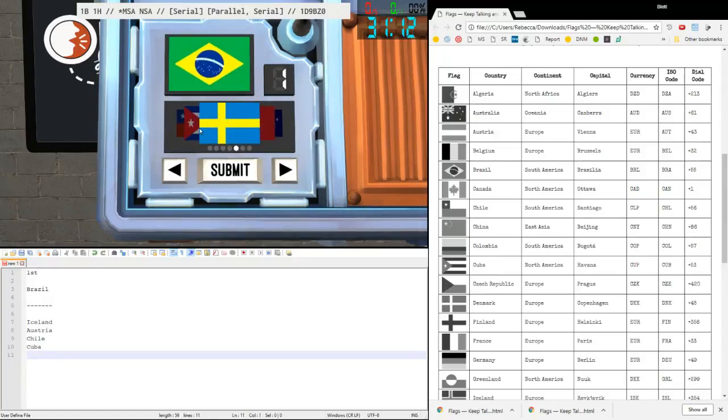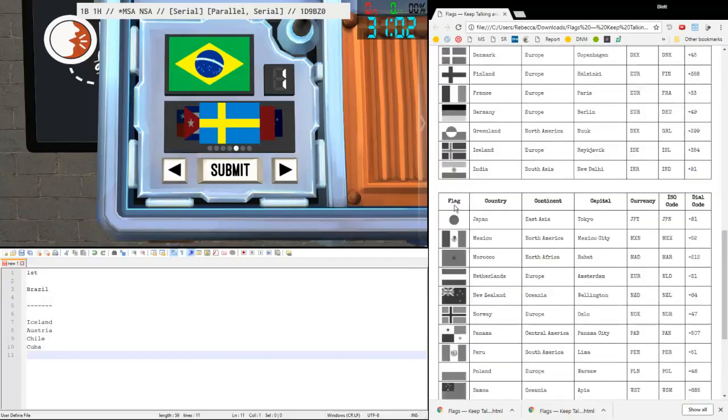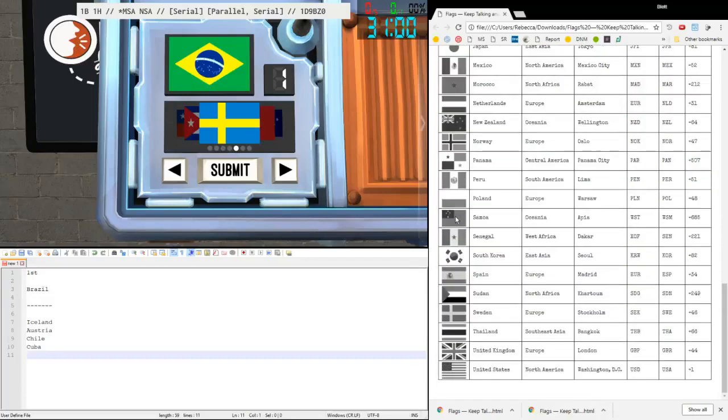Here we go, a yellow cross on a blue background. So we want a light-colored cross, but not a white one. It's not Denmark, that one's got a white cross. Not Finland, that's got a dark cross. It must be... Sweden. There it is.